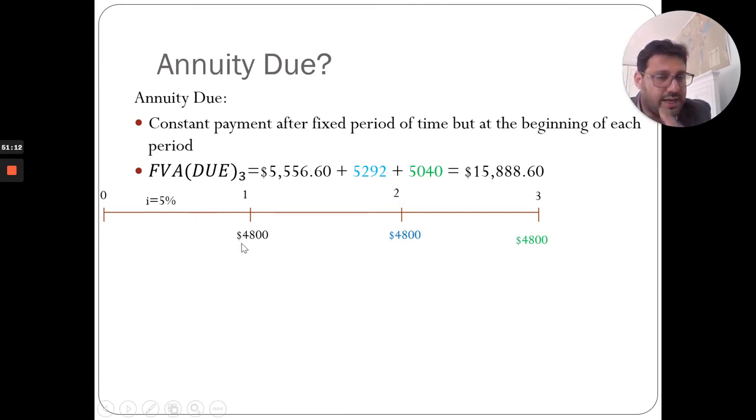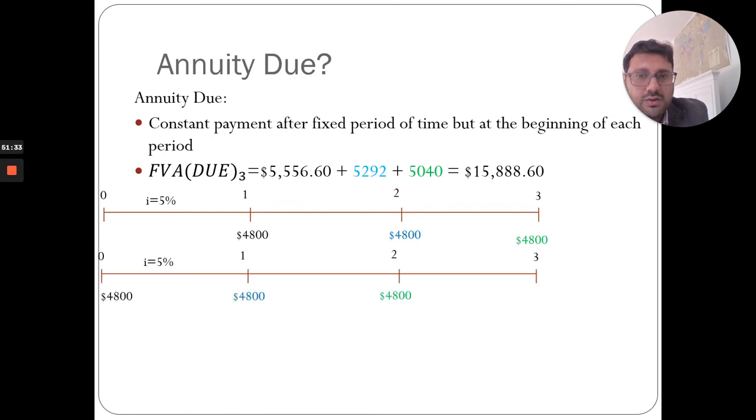Now, just by looking at the cash flow timeline, you can see that it's ordinary annuity. It's not annuity due. Why? Pause the video and answer yourself. Because the payment is happening at the end of the first time period, at the end of the second time period, at the end of the third time period, right?